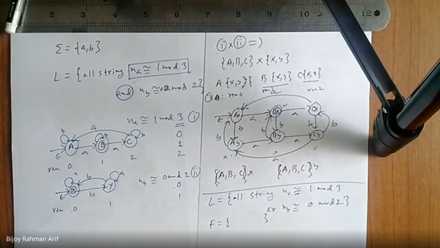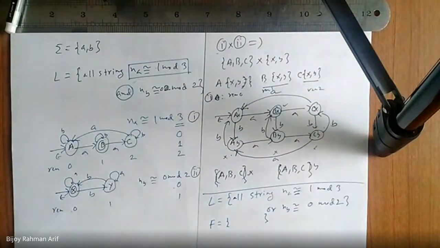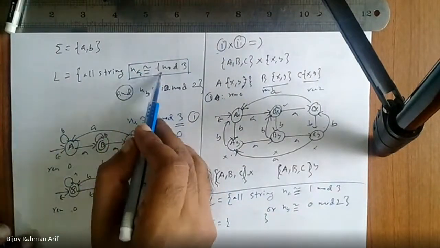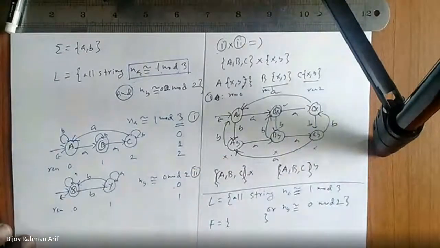But you can consider this way. Let's see. You are right. In one sense, you are right. Let's consider this way. Number of A equal to 1 mod 3. Which state says number of A has 1 mod 3? Tell me, in this finite automata.